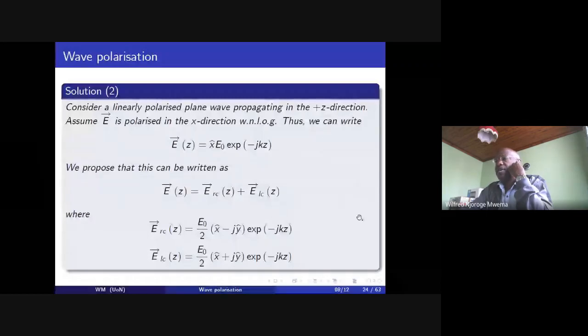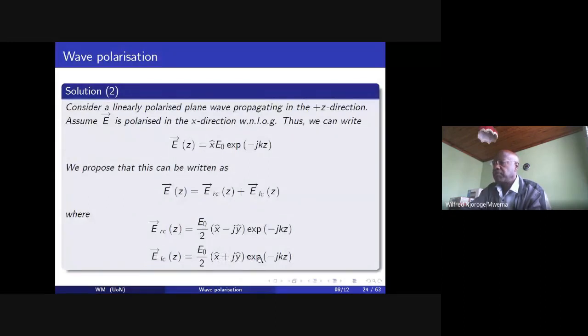Once we use the definition of ERC and ELC, we can write that ERC is going to be given by E naught divided by 2, because we want in the end the amplitudes to be E naught. So it's going to be E naught by 2 x cap minus j y cap, that is the y is lagging the x component by 90 degrees, exponent of minus jkz. And ELC is going to be given by E naught by 2 x cap plus j y cap, where the y component leads the x component by 90 degrees, multiplied by the same exponent.